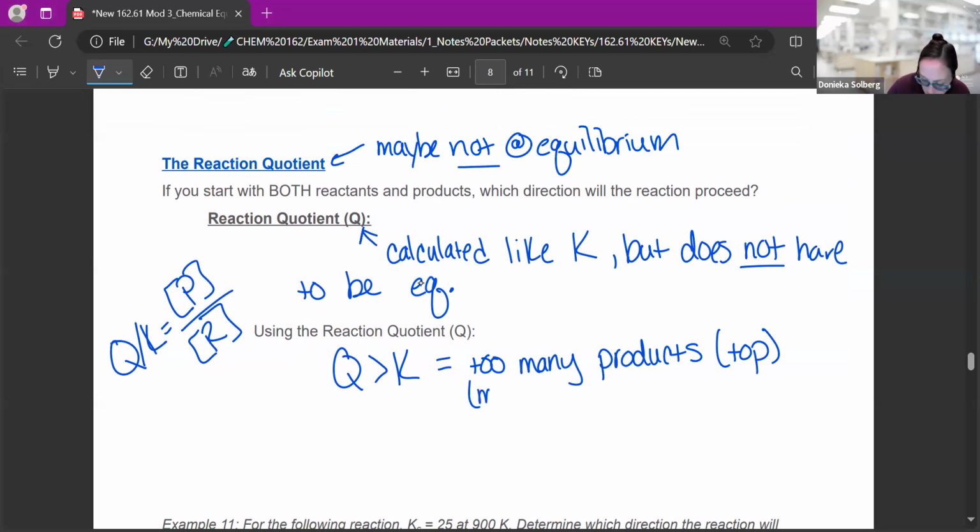So the reaction is going to have to go in the reverse reaction to reach equilibrium again. Okay, so this means the reaction goes left or backward to get to equilibrium, to get back to the K value.